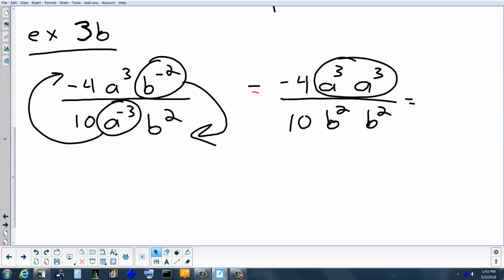Same level. What do you do when they're on the same level? You add the little numbers. Add them. So at the bottom, I did the top. What do you get at the bottom?